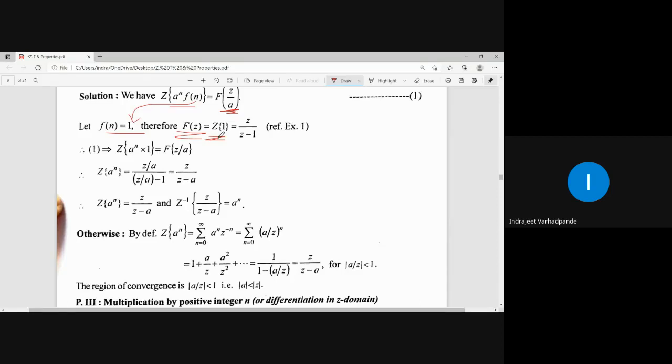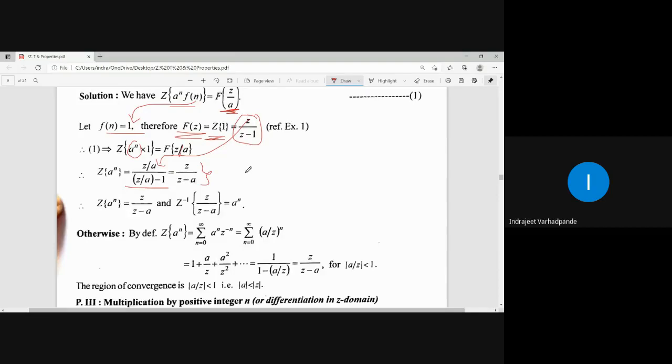We have already calculated the z transform. And when I multiply this a to the power n into f of n, z should be replaced by z by a. So whatever is the result in this case, every z will be replaced by z by a. So क्या होगा? Z of a to the power n into 1 is nothing but z by a upon z by a minus 1. And if you simplify it, your answer should come out as z upon z minus a.